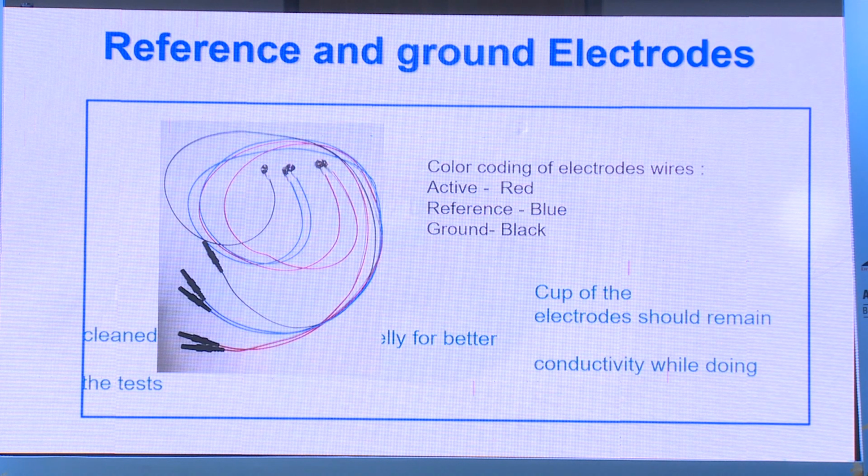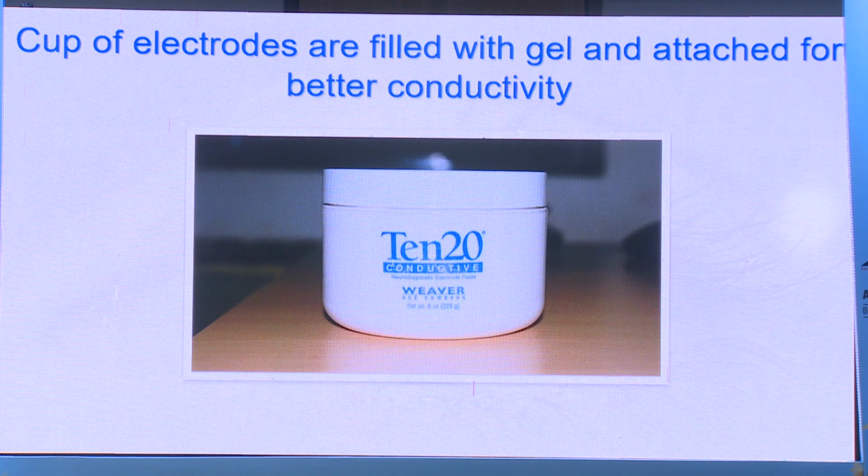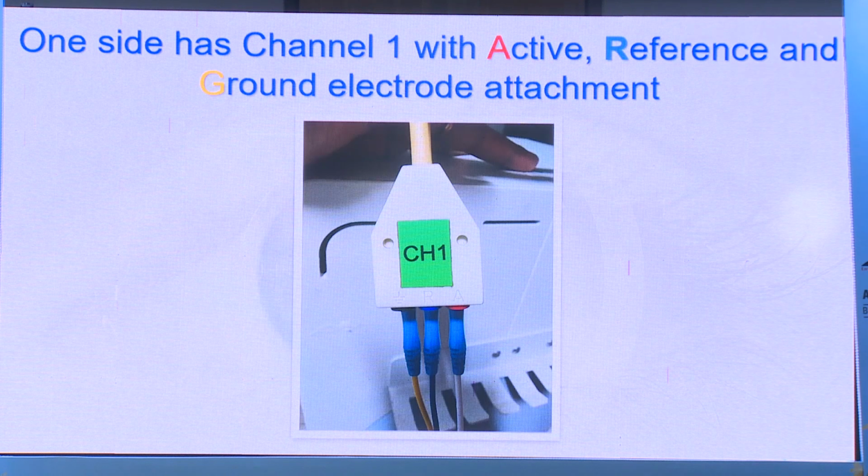The color coding for different electrodes is as follows: the active electrodes are red in color, the reference electrodes are blue in color, and the ground electrodes are black in color. In the preparation, the skin has to be cleaned properly for the reference and the ground electrode, and for that purpose, we can use skin prep gels. Now, the cups of the electrodes are filled with gel and are attached for better conductivity.